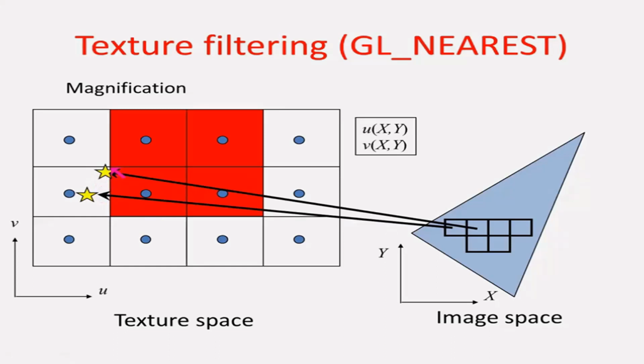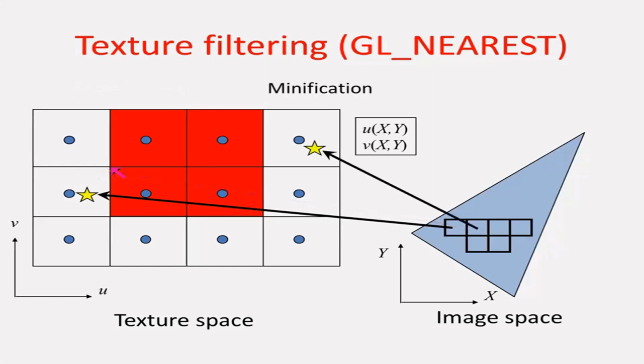Looking at this situation from the other direction, the first case is when the texel covers multiple pixels. This is called magnification. The second case is when many texels are mapped to a single pixel and the pixel color is determined by that texel which is lucky enough to be mapped onto the pixel center. This case is called minification.